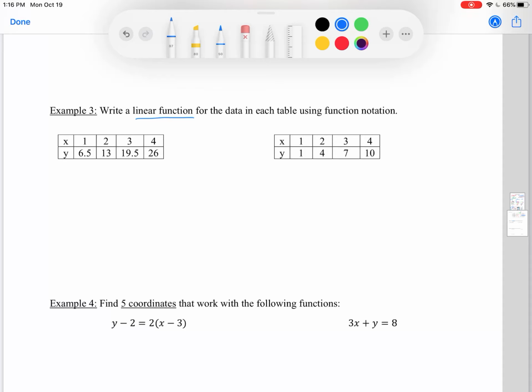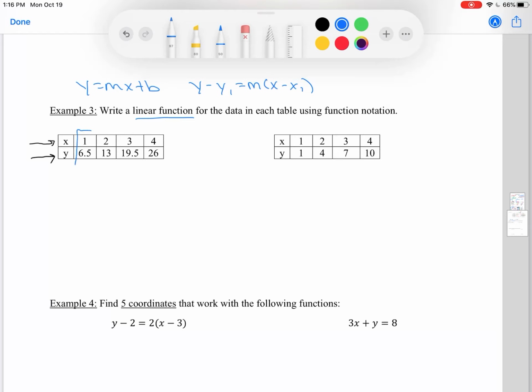All right. Question 3. Again, we have 2 examples here, okay? Example 3 says to write a linear function. Think about the vocab word linear function, all right? We have 2 forms that we learned last unit. We had our slope-intercept form, which was y equals mx plus b. And we had our point slope form, which was y minus y1 equals m times (x minus x1).